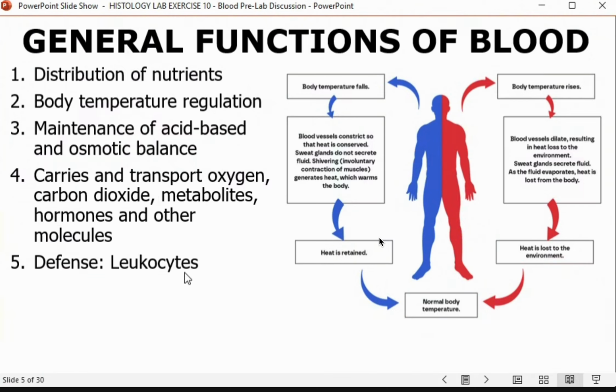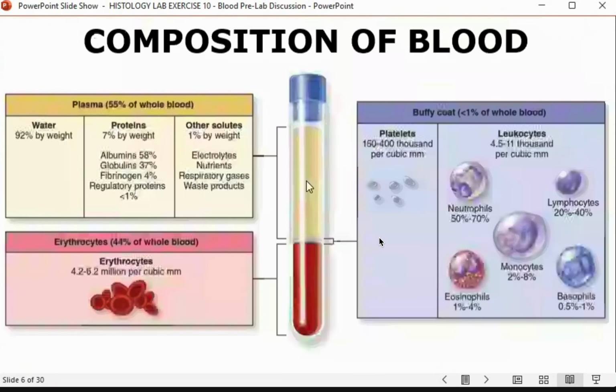To just cite a few of the functions, it distributes nutrients, it regulates body temperature, it maintains acid base and osmotic balance, and it carries and transports a plethora of varying substances like oxygen, carbon dioxide, or gases, metabolites like nutrients, hormones, and other molecules. Oh, and it's also involved in our immune defenses.